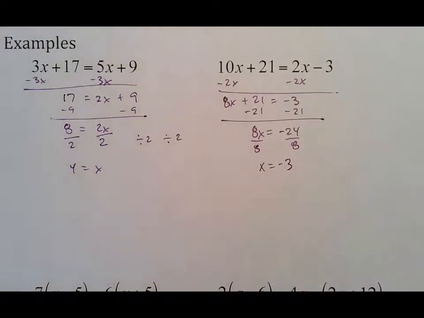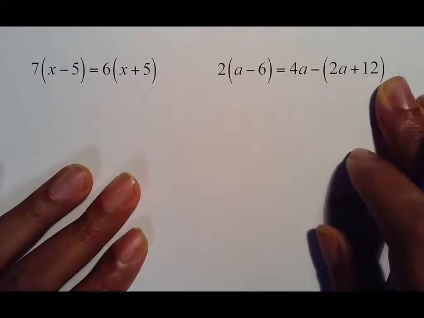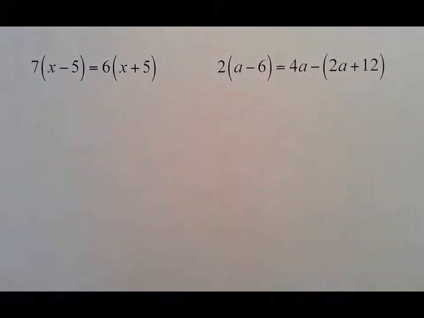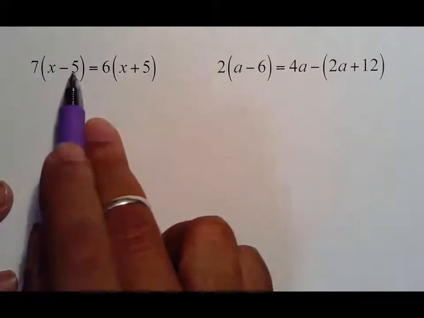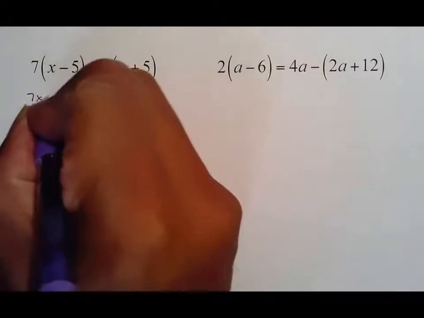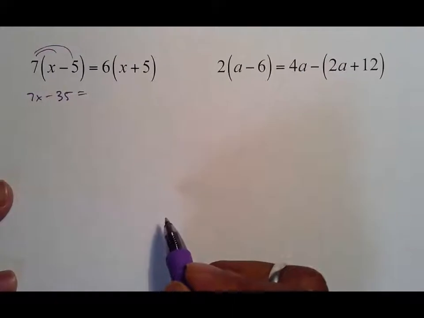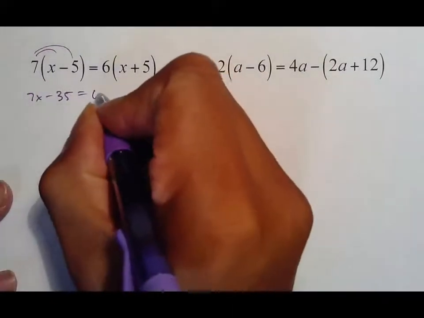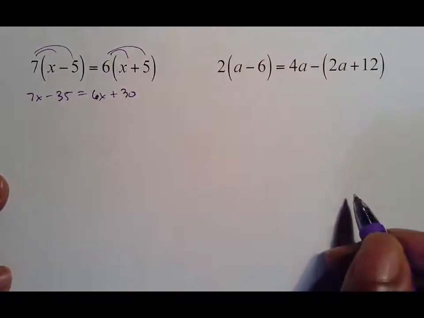And that is it. So again, the only thing today's information really adds is that there's variables on both sides. This is a synthesis of today and 2.3, which had the distributive property. So again, right now it's not even simplified. So the first thing I want to do before I do anything at all is make sure it's simplified. So I would get 7x minus 35, because that would be 7 times x, 7 times 5, equals 6x plus 30, because of 6 times x, 6 times 5.